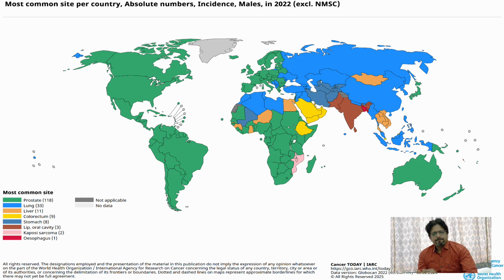This is the most common cancer country-wise. Over here, the most common cancer is found to be prostate cancer. Green reflects the prostate cancer. It is the most common cancer in 118 countries out of 165 countries, followed by lung cancer. So that is the incidence in males.